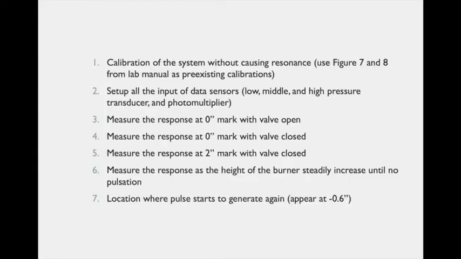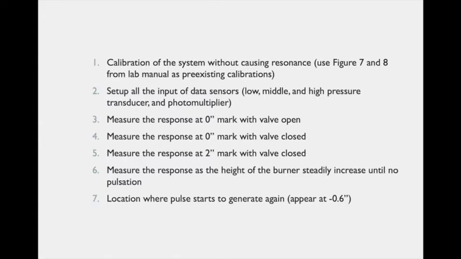For the experimental procedure, first of all, we calibrate the system without causing any resonance. This is done using figure 7 and 8 from the lab manual, which is also presented at the last slide of this presentation. And after calibration, we set up all the inputs of data sensors, such as low, middle, and high pressure transducers and photomultiplier.